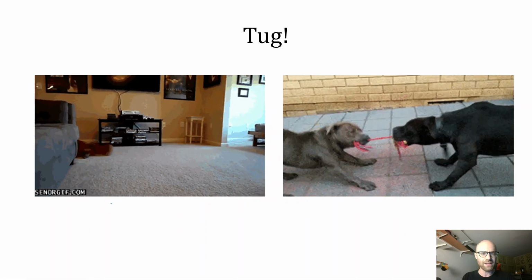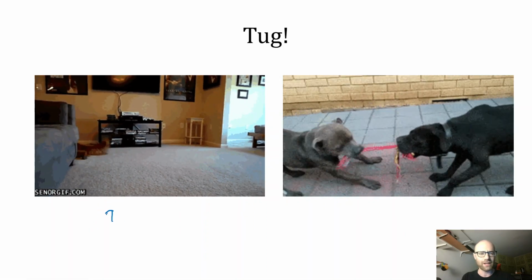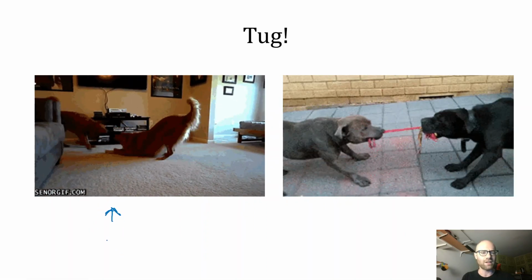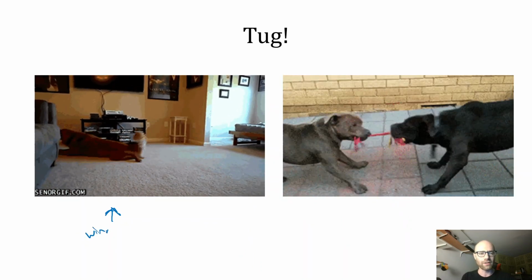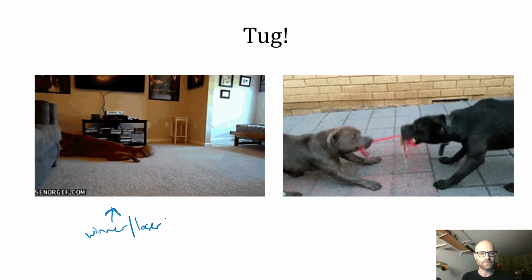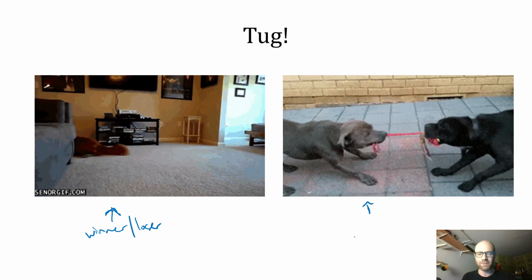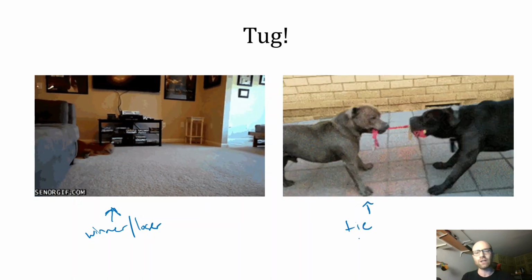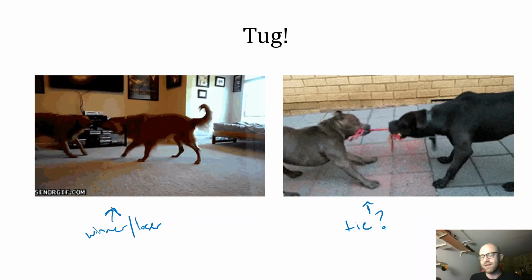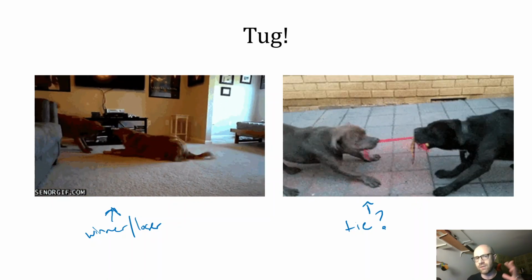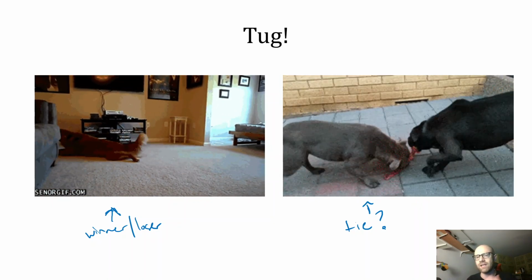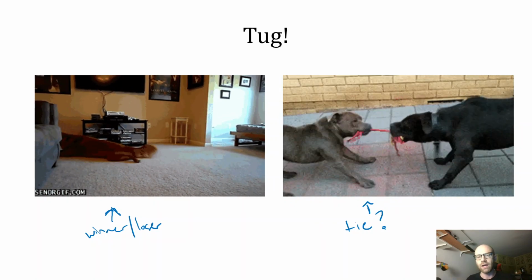What we have in the illustration on the left, the animated GIF, is that two dogs are playing tug of war, and we have a winner and a loser. And then what we have in the picture on the right is something that looks a lot closer to a tie.